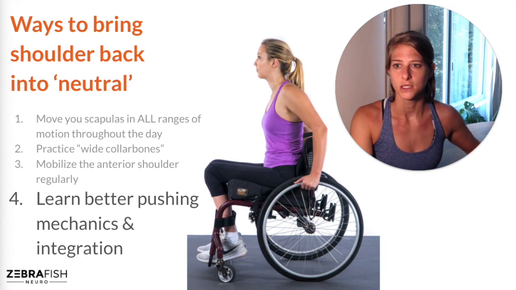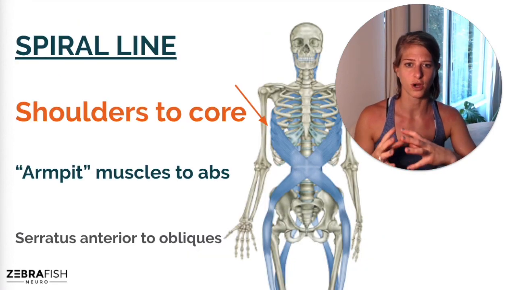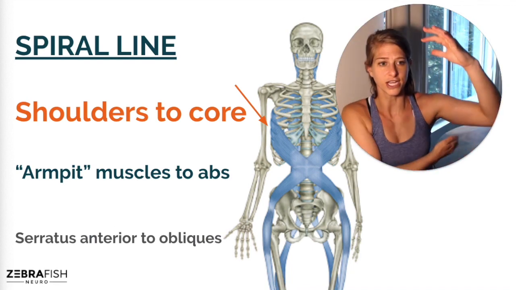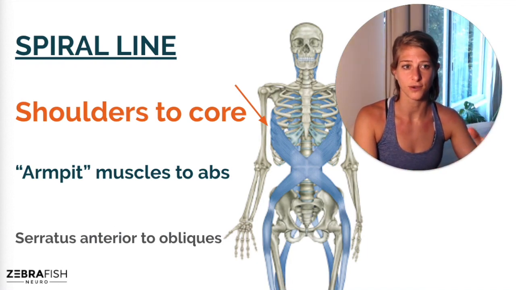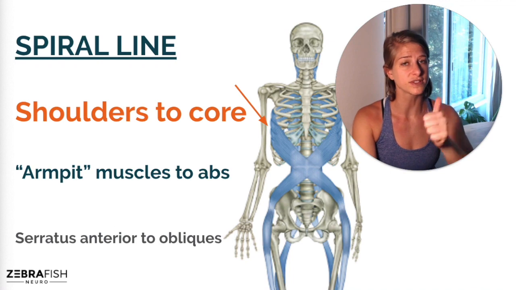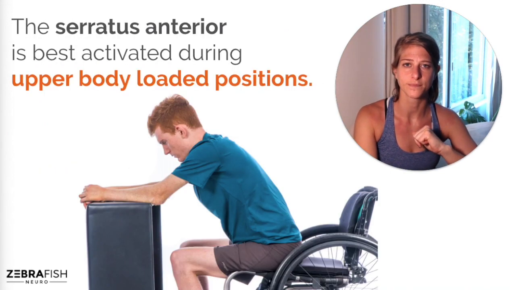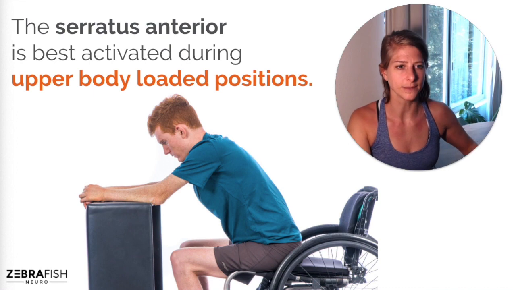All right. So let's go back to this spiral line. Again, the shoulders to core, armpit to abs, serratus anterior to obliques. That's how we're going to leverage that serratus anterior down to our abdominals. So again, this is assuming now that we have good positioning and good mechanics of the shoulders. All right. The serratus anterior is best activated during upper body loaded positions. So we're going to try it right here and see if we can activate a little bit more of that serratus now that we have everything primed and ready.